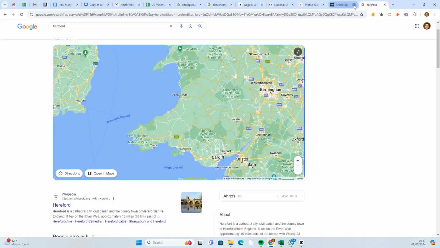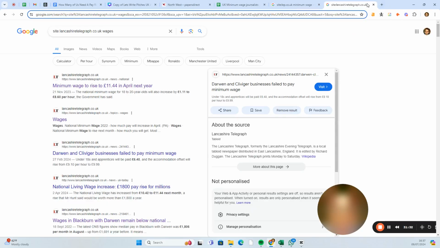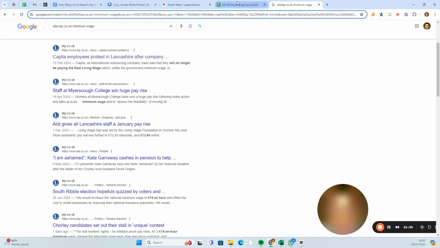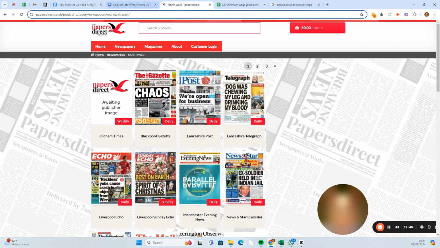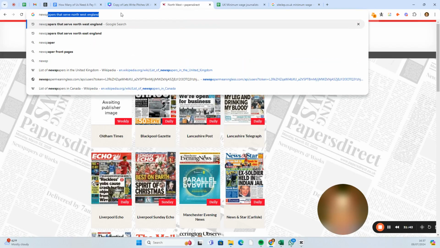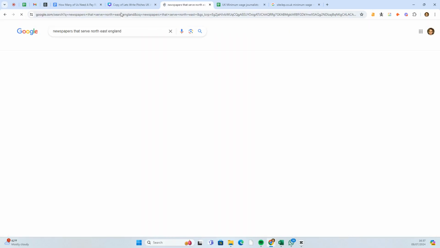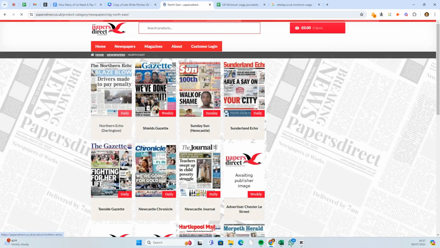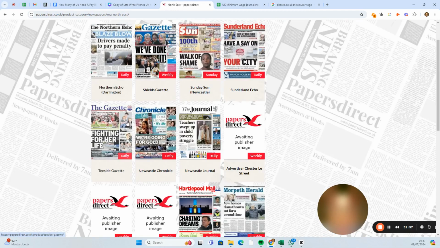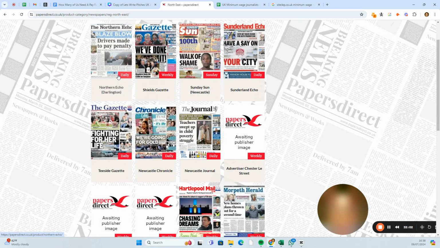I'm now going to do North East England. You could go through all of these and get as many as you possibly can, but I'm just going to do 10 to show you how to do it. But it just depends on how much time you're willing to put into this. Newspapers that serve North East England. And then we've got the same. So we've got Northern Echo, Sunderland Echo, Teesside Gazette. So Northern Echo, I think, is the biggest one.